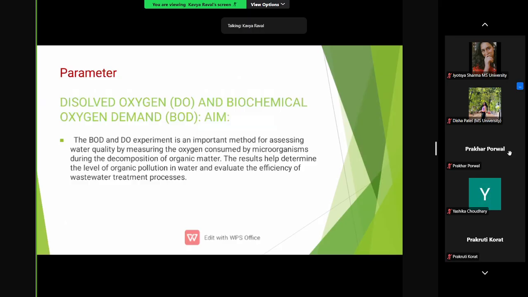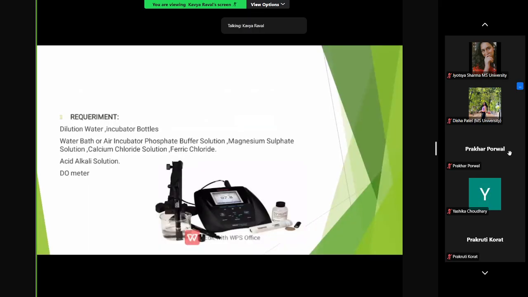We perform another parameter known as DO and BOD, dissolved oxygen and biochemical oxygen demand. The aim of this experiment is to assess water quality by measuring dissolved oxygen and biochemical oxygen demand, which indicate the level of organic pollution in water. The experiment requires dilution water, incubation bottle, nutrient solution, DO meter, and an incubator for maintaining suitable conditions.